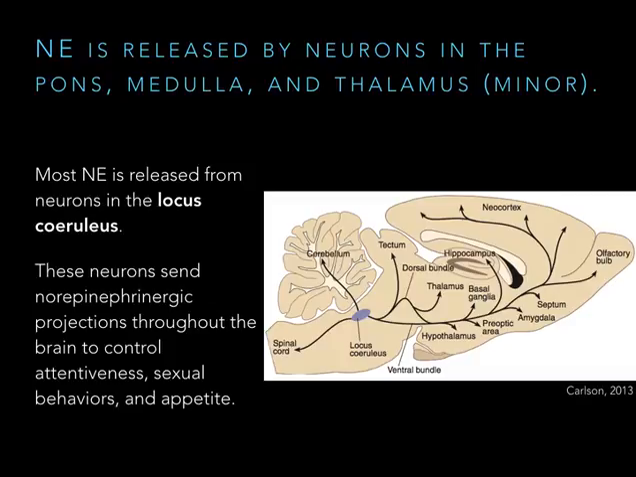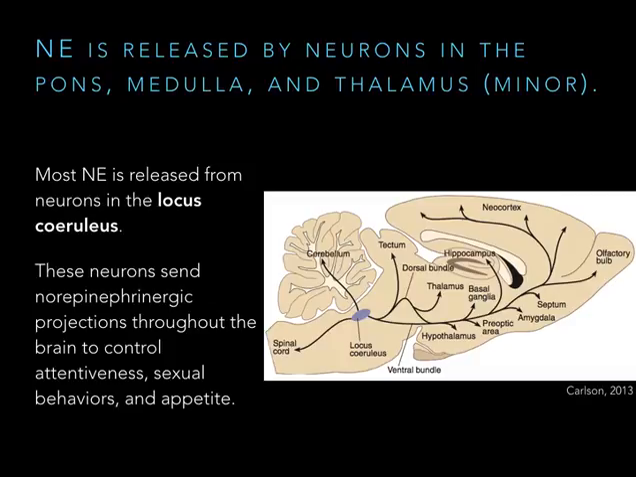Norepinephrine is going to arise largely from the locus coeruleus, and then it's going to be released throughout the brain. So we don't have every neuron in the brain synthesizing norepinephrine. It's really just a small group of neurons that then project throughout the brain, and they're going to help control our attentiveness, some behaviors, particularly sexual behaviors and appetite. More on that potentially later in the class.